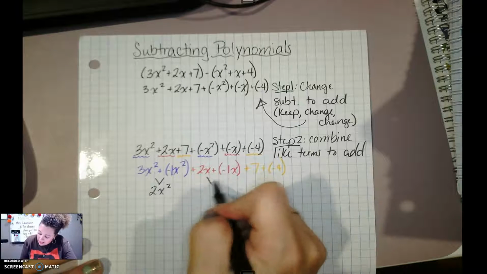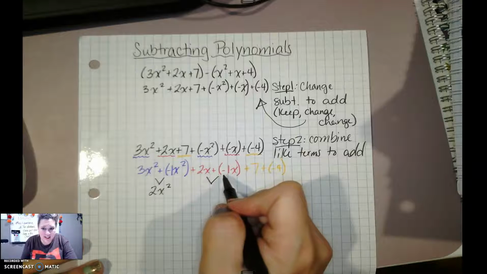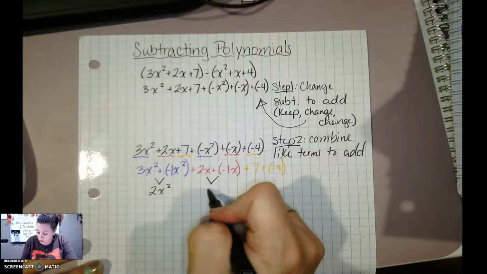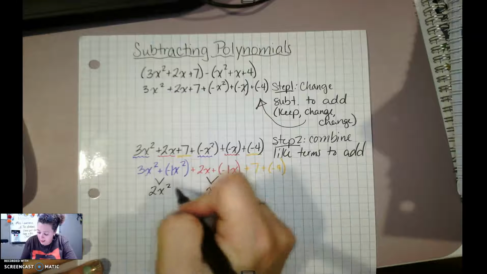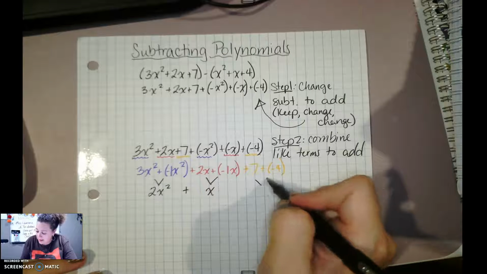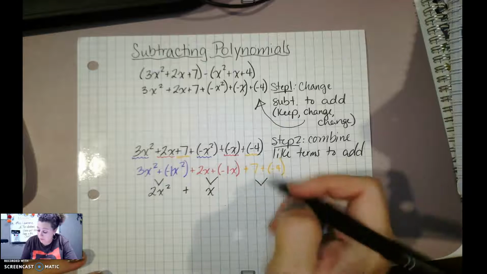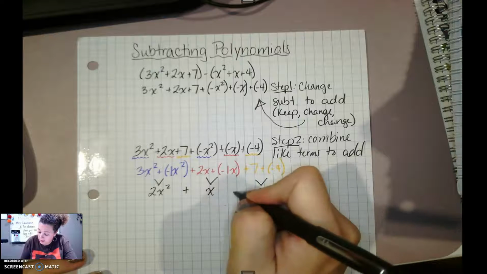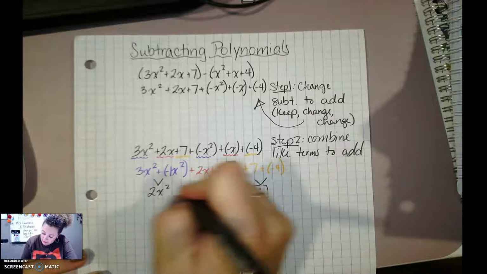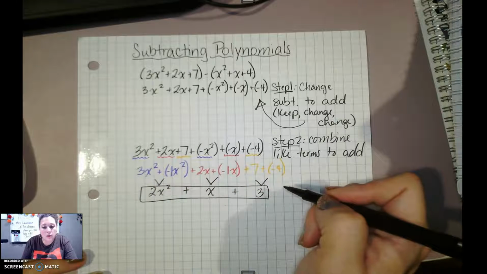And then I have 2x plus negative 1x. That's just like saying 2 minus 1. So 2 minus 1 is just 1x, or x. And then we have 7 plus negative 4. Again, that's the same thing as saying 7 minus 4. And we can just say that that is 3. And I know it's kind of spaced out. That's okay. And voila.